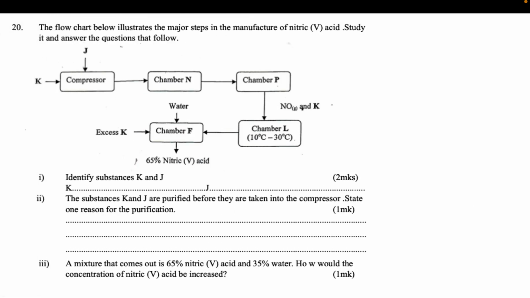20. The flow chart below illustrates the major steps in the manufacture of nitric V acid. Study it and answer the questions that follow. Identify substances K and J. The substances K and J are purified before they are taken into the compressor. State one reason for the purification.